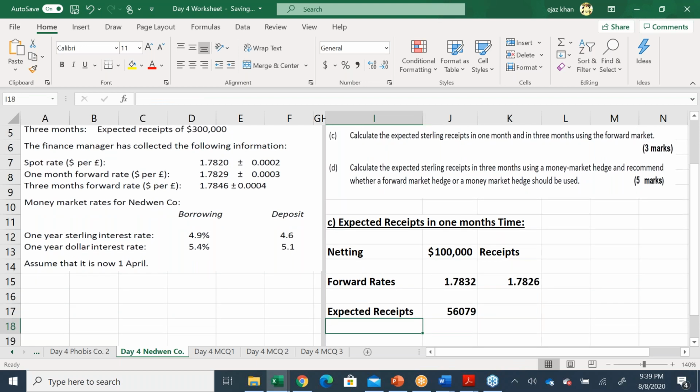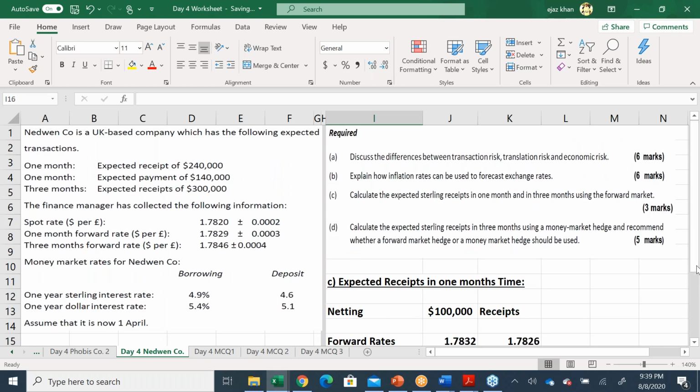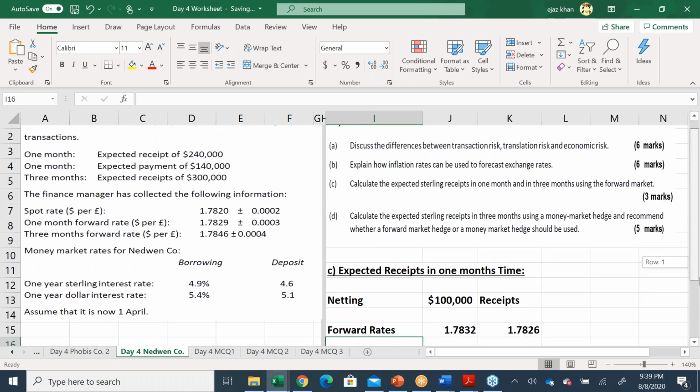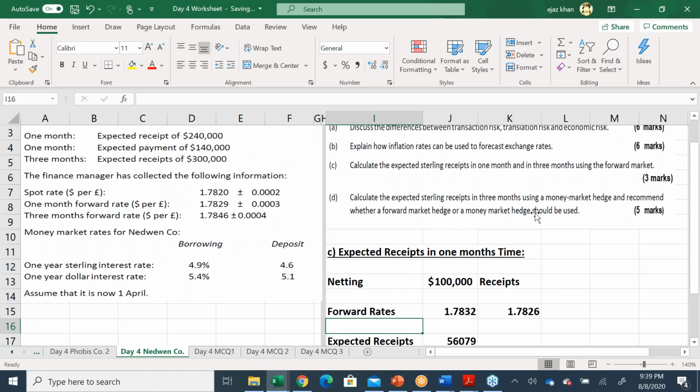Okay, let's move forward. So what you people have to do, you people have to calculate it for 3 months, right? Let us move forward. Calculate the expected sterling receipts in 3 months using money market and recommend whether a forward market hedge or money market hedge should be used. Now, should I make you people go through the lengthier process of money market hedge, or should I teach you a shortcut?